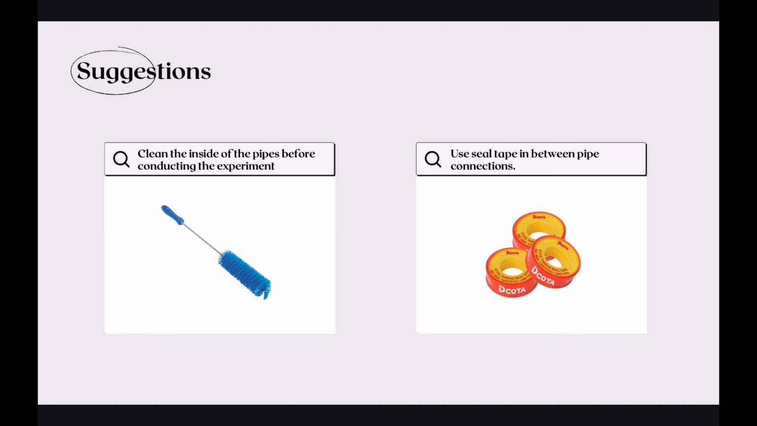In terms of how to improve this experiment, I would suggest to clean the inside of the pipes to rid of any impurities that could disrupt the value for equivalent roughness, and to use seal tape, which acts as a sealant in between valve and pipe connections, or any kind of sealant to reduce air leaks.